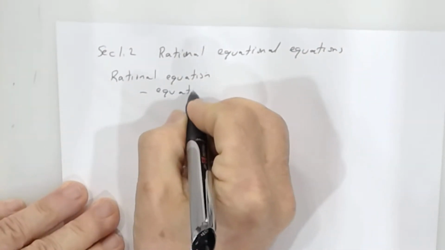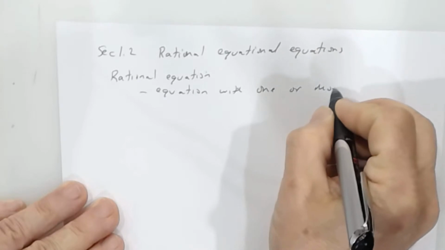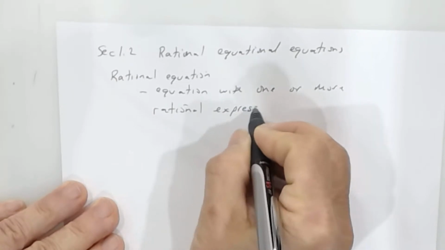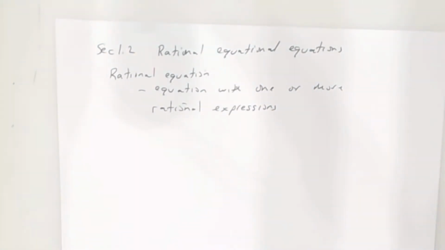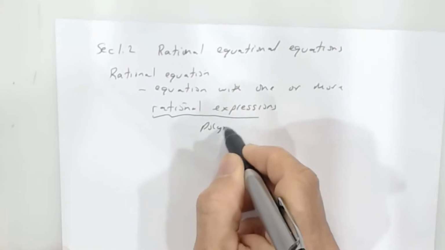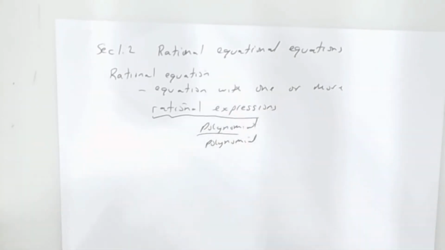A rational equation is an equation with one or more rational expressions. So when you think of a rational expression, you think of a fraction, a polynomial over a polynomial. Polynomial divided by polynomial.